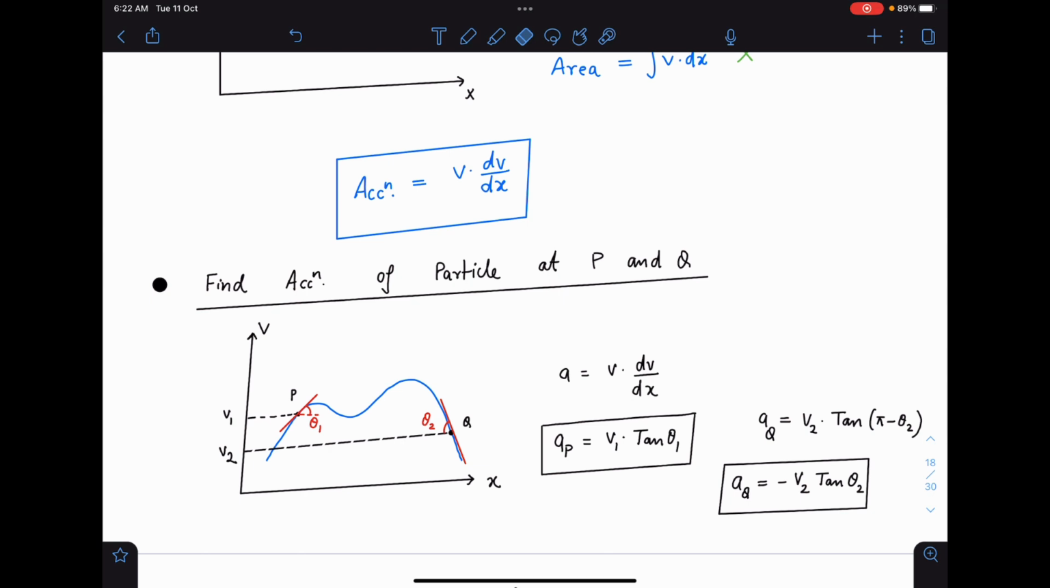Acceleration is v into dv by dx. So directly I can say at point P, the acceleration is the velocity multiplied by the slope of tangent at this point, so v1 tan theta 1. Similarly here, acceleration will be negative. It is decelerating. You can see dv by dx is negative in this case. So velocity multiplied by minus tan theta 2 is going to be the acceleration at Q. Directly we can mark from the dv by dx in the v versus x graph.